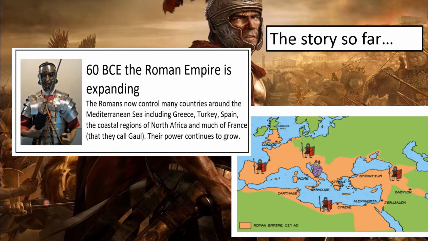Okay, so let's go forward and look at the story so far. So, around here, in 60 BCE, that means before the Common Era, well done if you got that, the Roman Empire is expanding. That means it's starting to grow. So at this point, the Romans now control many countries around the Mediterranean Sea, including Greece, Turkey, Spain, and the coastal regions of North Africa and much of France.